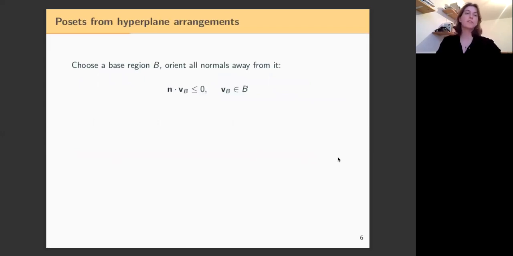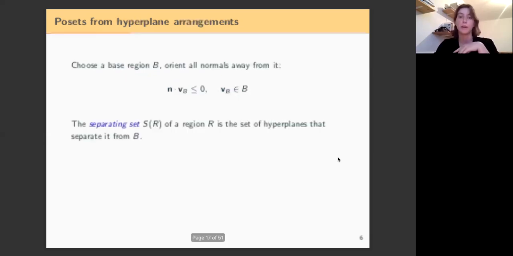But to do it, I have to tell you about how we can get a poset from a hyperplane arrangement, because congruence normality is really a property of a poset, or actually a lattice. So in our arrangement, we choose one of the regions to be the base region. Then we take all the normals of the hyperplanes and orient them away from the base region. One way you could verify this is by taking the dot product of any vector in the base region with a normal of the hyperplane. That dot product is going to be less than or equal to 0. So we pick a region, and we orient the normals away.